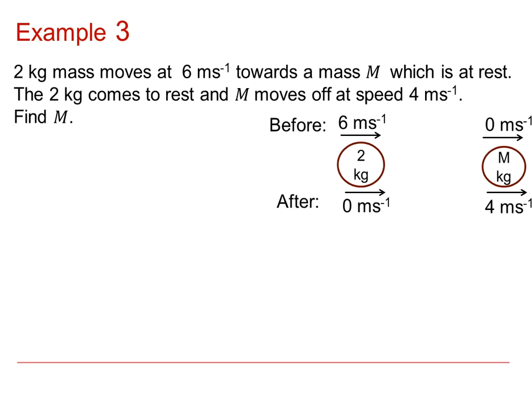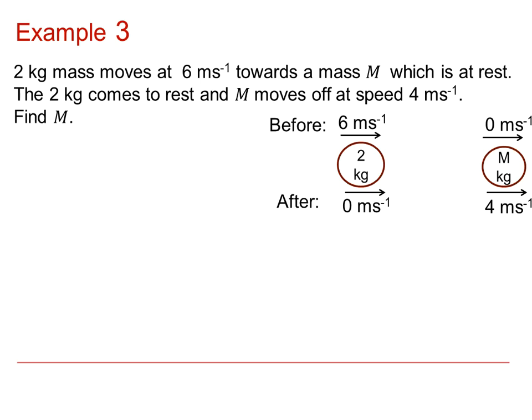Well, in the final question, we this time have a 2 kilogram mass moving at 6 meters per second towards a stationary mass which moves off at 4 meters per second after the impact, whereas the 2 kilogram mass comes to rest, and we're asked to find the value of m, the mass that is initially stationary.